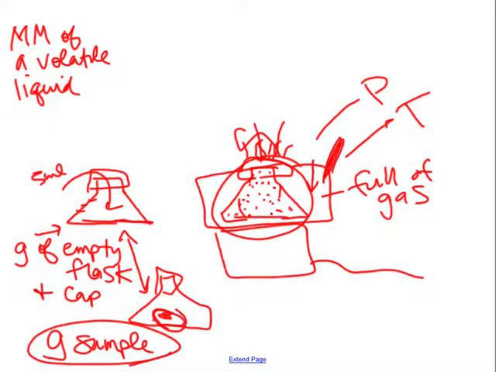My Erlenmeyer is not meant to do good measurements. It's only actually got graduations to here. We got all of this extra. How do you think I'm going to find the volume of that flask? Any ideas? I don't know it. I can't count. I've got to figure it out. I need that volume to do my calculations.